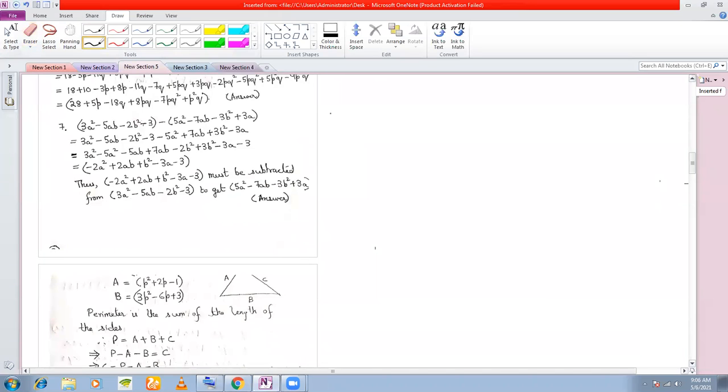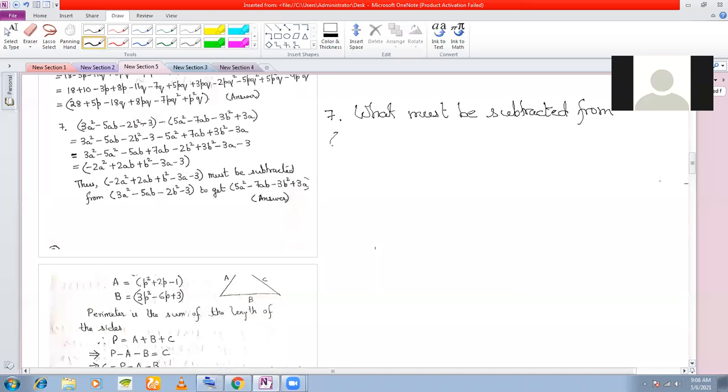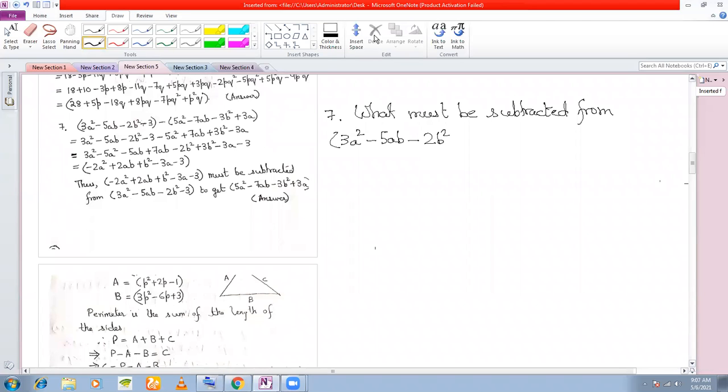So here we have number 7. The question here is, let me just write the question for you. What must be subtracted from 3a square minus 5ab minus 2b square minus 3 to get 5a square minus 7ab minus 3b square plus 3.